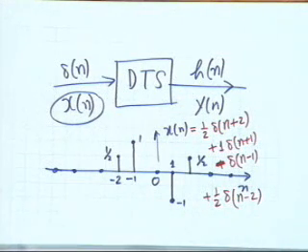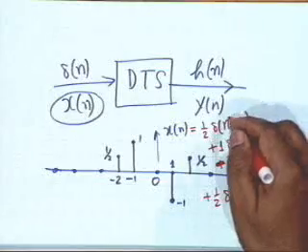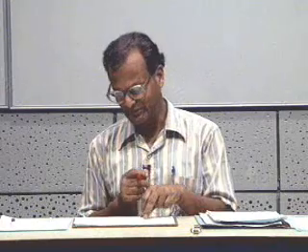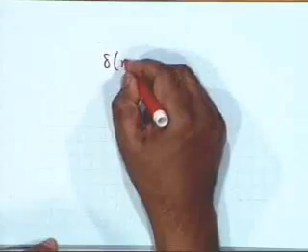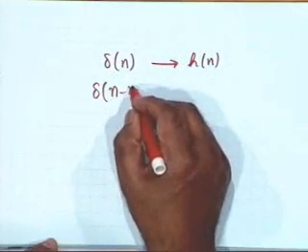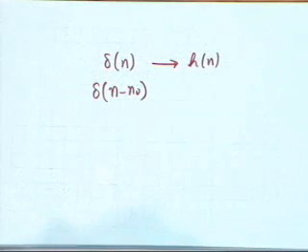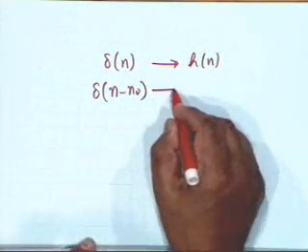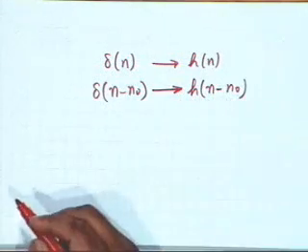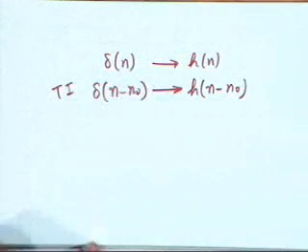And if you know the response to delta n, then you know the response to all the components, provided the system is time invariant. Because if you know the response of the system to delta n, let's say h of n, then delta of n minus n0, whether n0 is positive or negative should not matter. In a time invariant system, this will lead to h of n minus n0. And this is where the importance of time invariance comes in.